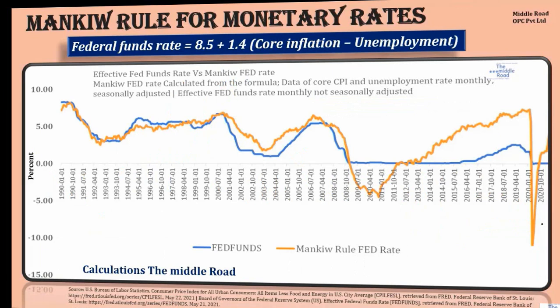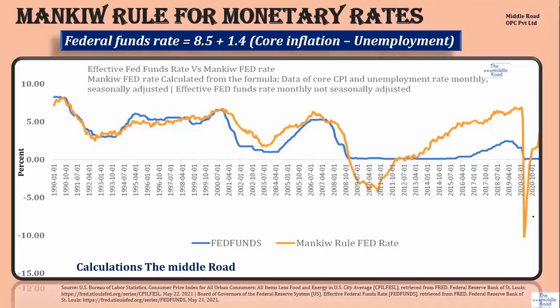Mr. Mankiw, the economist Mankiw I talked about, has come out with his own rule. He has said that the Fed funds rate is equal to 8.5 plus 1.4 times (core inflation minus unemployment rate). The only thing is that the data for core inflation and unemployment is seasonally adjusted. Both are monthly rates, whereas the Fed effective funds rate was not seasonally adjusted. If you look at it, it moves very close until we see this inflection point where, according to the model, the rate should be much higher than what it is right now.